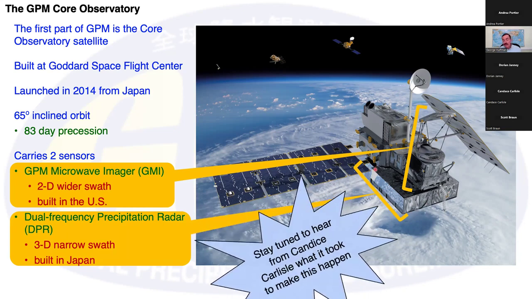And if you stay tuned for Candace, which I spelled wrong, sorry, Candace, she had a really cute visualization of what it took to go from pieces of metal and foil to this satellite.